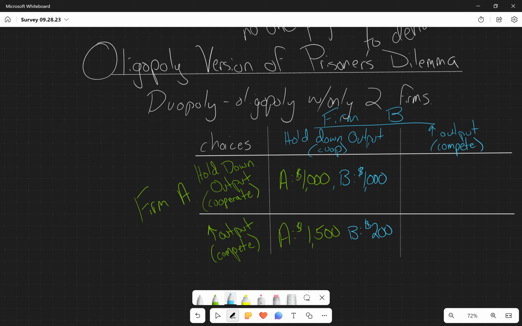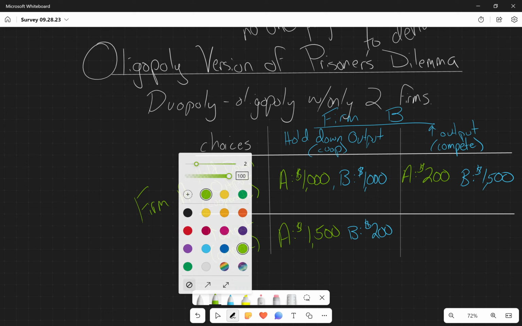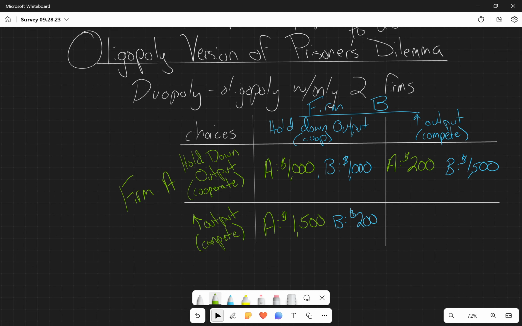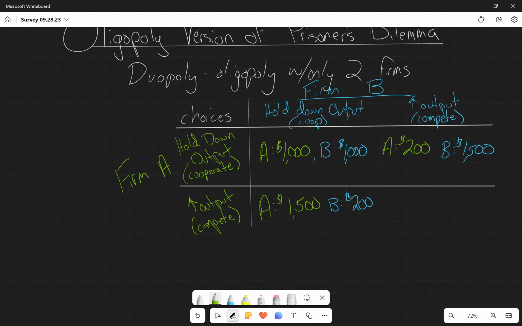What about the situation where firm B decides to compete, but firm A decides to cooperate? Well, that's going to be flipped, right? Most of these are going to be symmetrical. So we're going to have B over here earning $1,500 instead. And we're going to have A only earning $200. And then last but not least, what if they both go from the window to the wall and they just compete with each other the whole time? Then we're going to have A earning a profit of $400 and B earning a profit of $400.